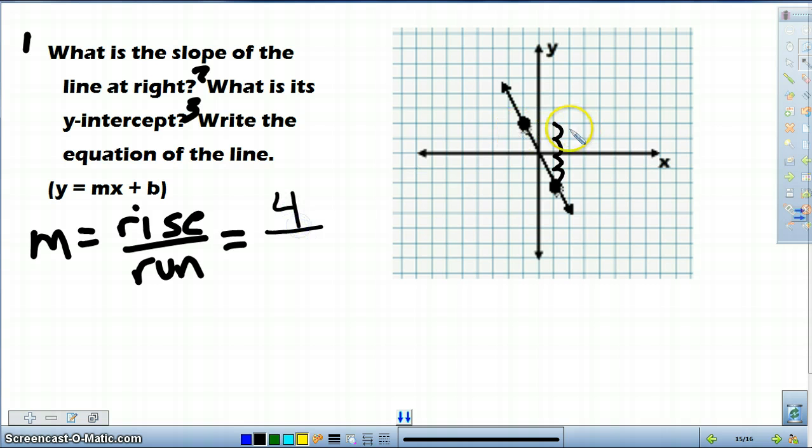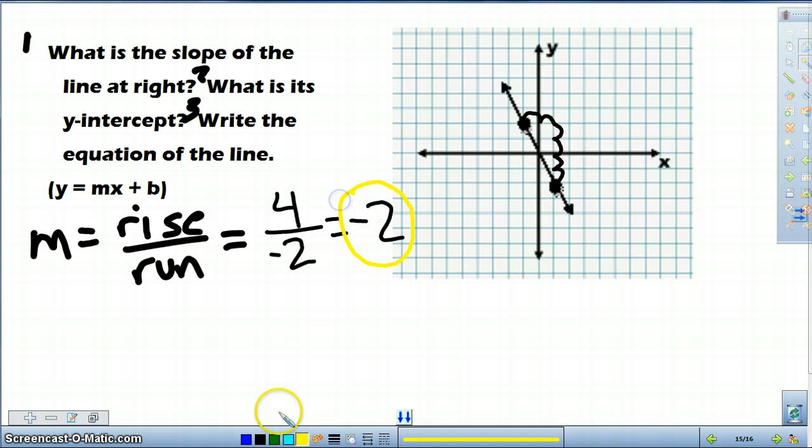I went up 4. And now I need to run, so I'm running, and let's make sure that we notice that we're running to the left. 1, 2. Since I go to the left, does that mean it's positive or negative? You should remember that left is negative, and I went over 2, and 4 over negative 2 simplifies to negative 2. So I've got my slope now. Here's my slope, negative 2.